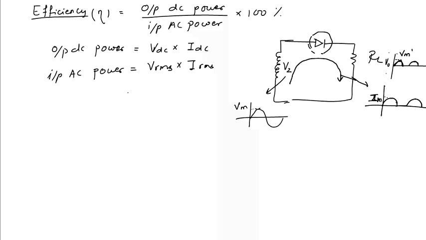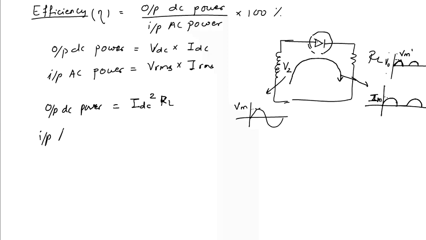So now we'll define the output DC power in terms of the current only, that is IDC square into RL, because we are taking output only across the load resistance. But the input power is supplied at the input, which is going to the winding, to the diode, to the load resistance, means the input power will be the sum of the power consumed by all these three components.